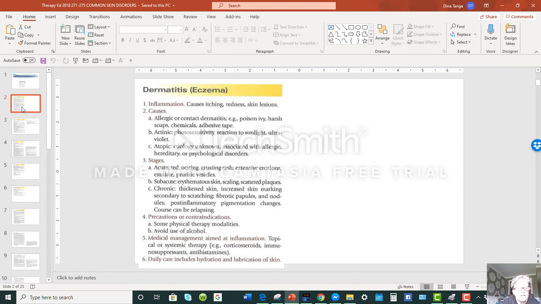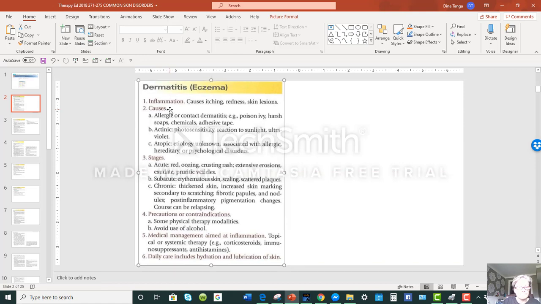Precautions or contraindications would be some physical therapy modalities and avoid use of alcohol. Medical management aimed at inflammation, topical or systemic therapy, corticosteroids, immunosuppressants, and antihistamines. Daily care includes hydration and lubrication of the skin.